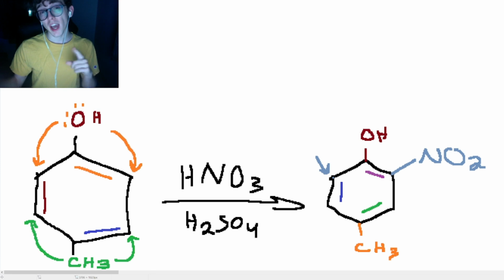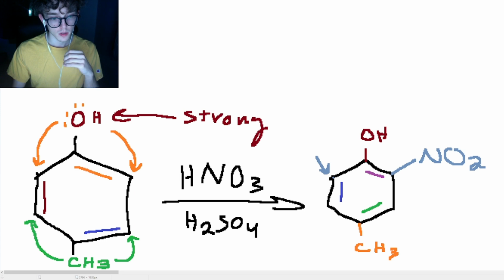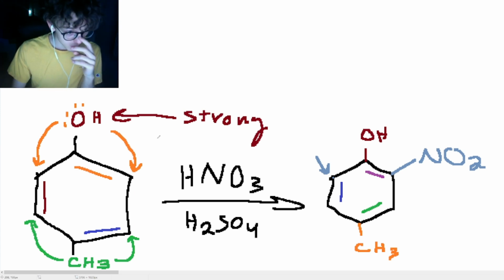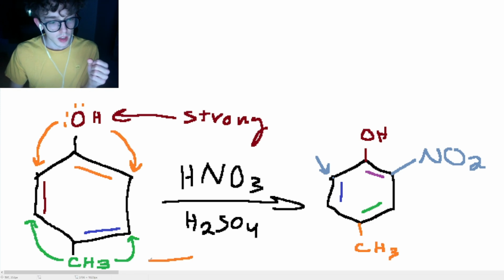There's strong activators, there's mild activators, there's weak activators. Well, we know that the hydroxy group here is a strong activator. It's strong. And that basically means it can donate electrons and it doesn't have anything else competing with it. It's not weak, it's strong. And the methyl group here can only be an activator through hyperconjugation, and that means it's weak.